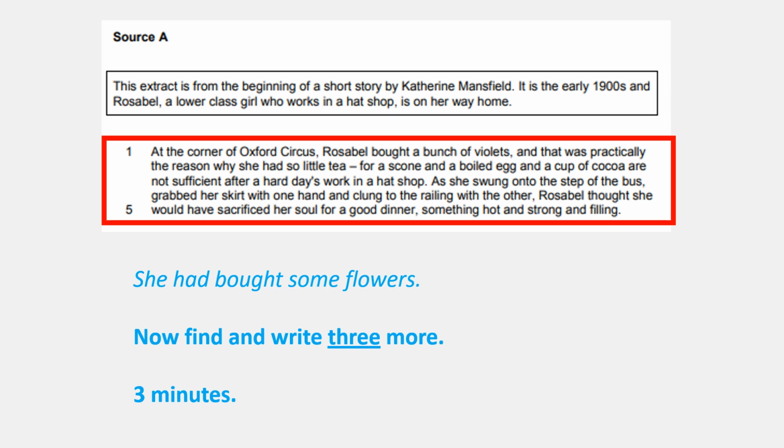Now, I said at the corner of Oxford Circus that there wasn't anything there, but actually I could have said Rosabelle had been at the corner of Oxford Circus. That would have got me a mark. So there was something there. Now what I'd like to do, please, is find and write 3 more.